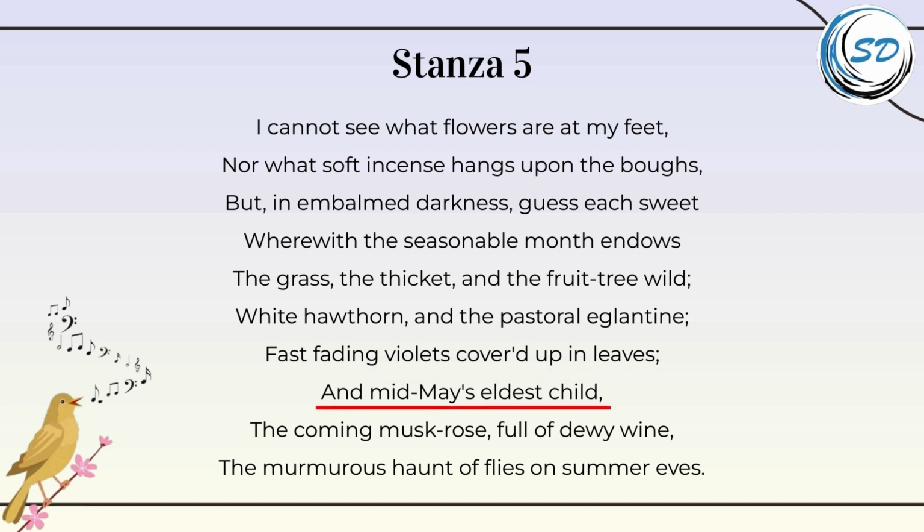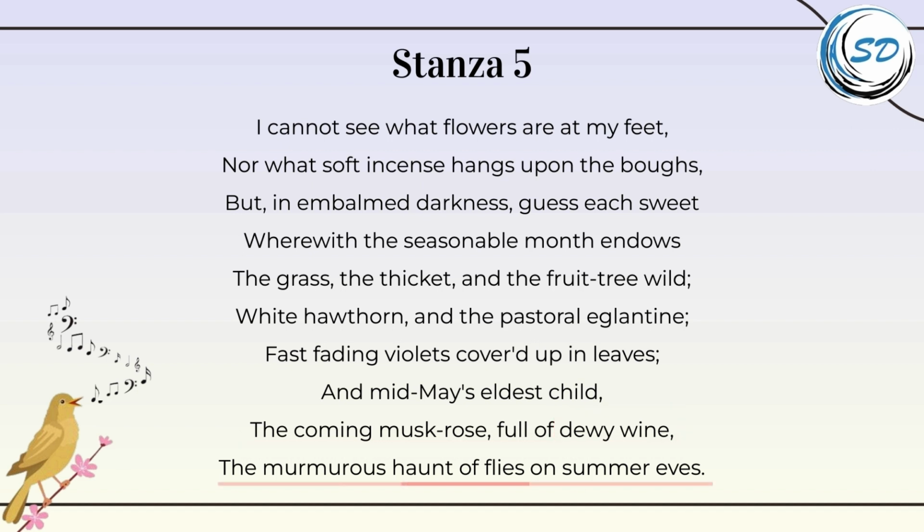The poet anticipates the arrival of Mid-May's eldest child, which is the coming musk rose, full of dewy wine. This metaphorical description of the musk rose portrays it as a precious and intoxicating flower, symbolizing the essence of nature's beauty. The term dewy wine suggests that the musk rose holds a magical and refreshing quality that might even intoxicate with its allure.